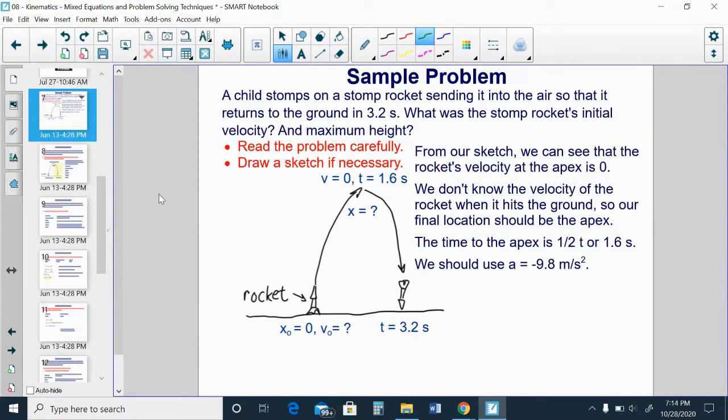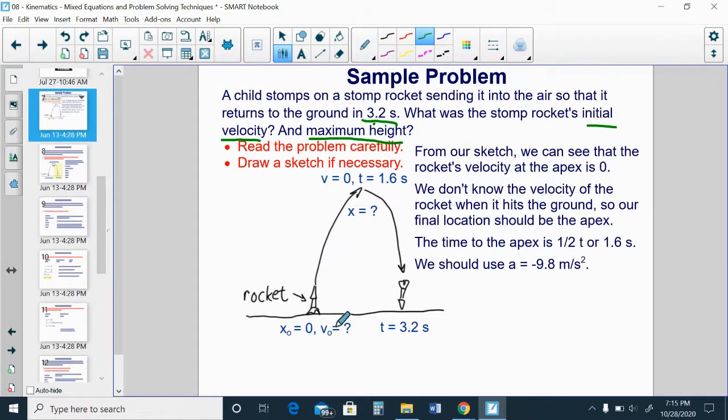Let's try a sample problem here. So let's say somebody stomps on a stomp rocket and they send it into the air so that it returns to the ground in 3.2 seconds. What was the stomp rocket's initial velocity and its maximum height?